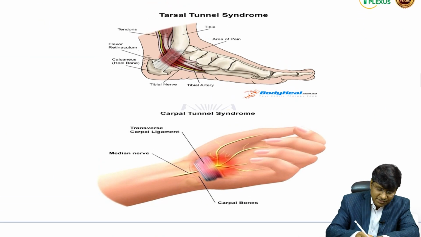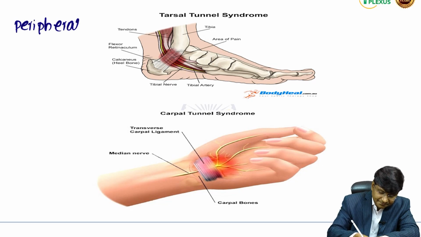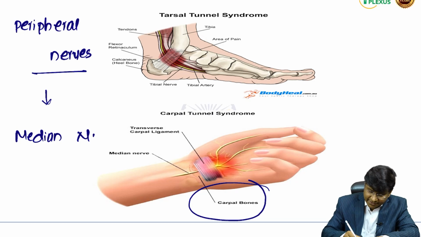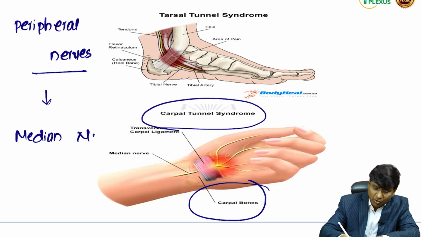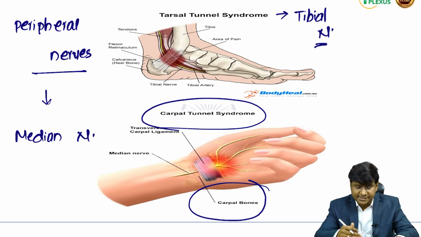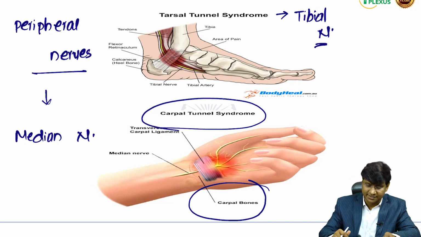Then, if you observe the involvement of the peripheral nerves, the peripheral nerve very commonly affected is the median nerve, and that median nerve involvement is observed in carpal tunnel syndrome, and you also have involvement of the tibial nerve in tarsal tunnel syndrome, right? So carpal tunnel syndrome as well as tarsal tunnel syndrome are also extra-articular manifestations in rheumatoid arthritis.